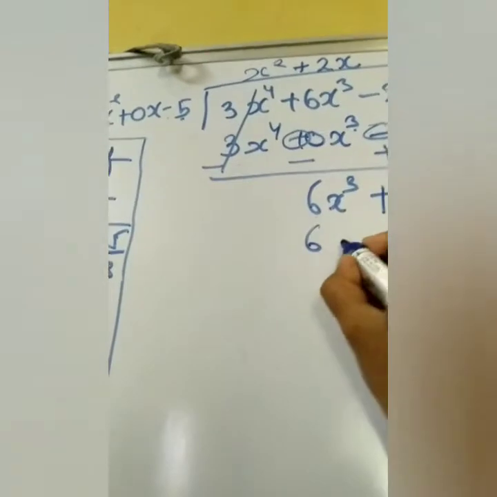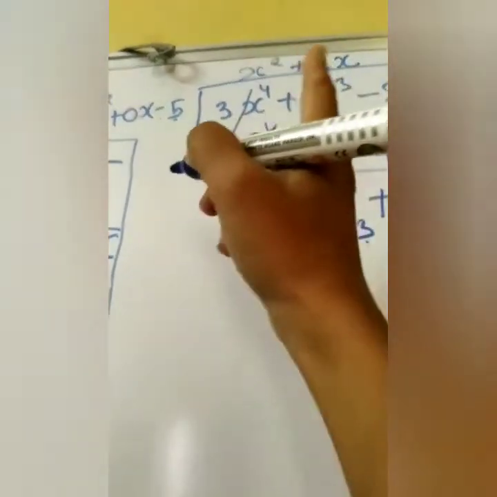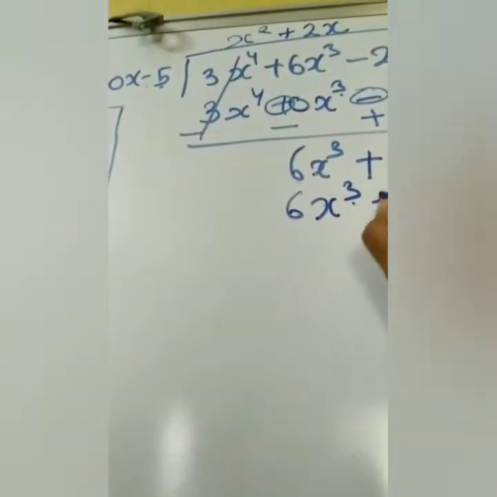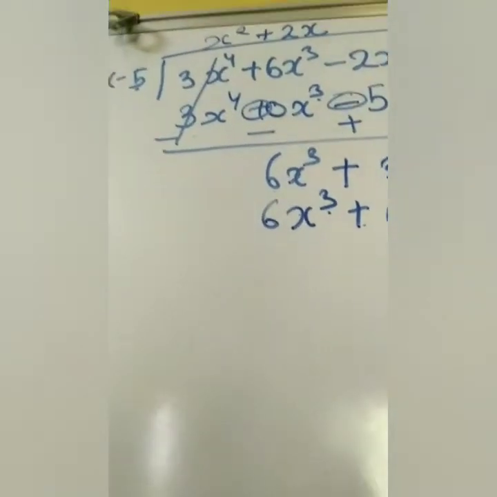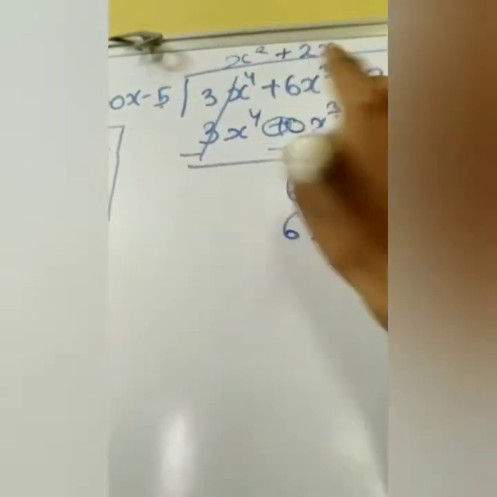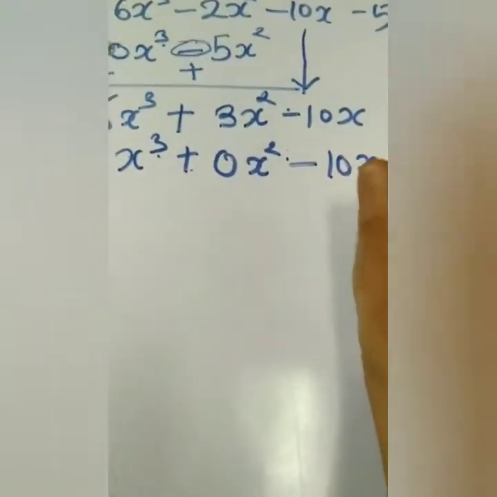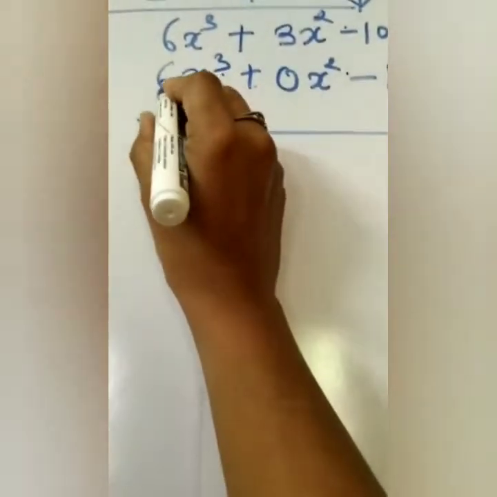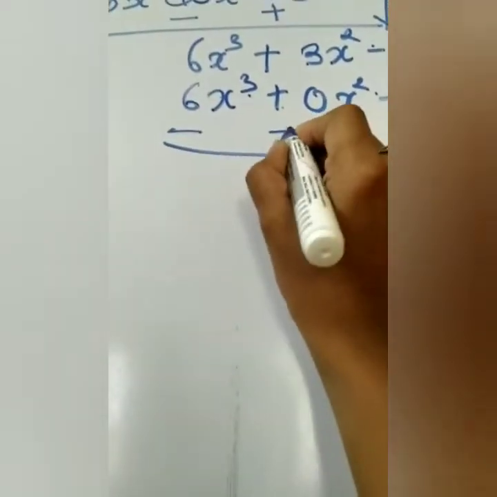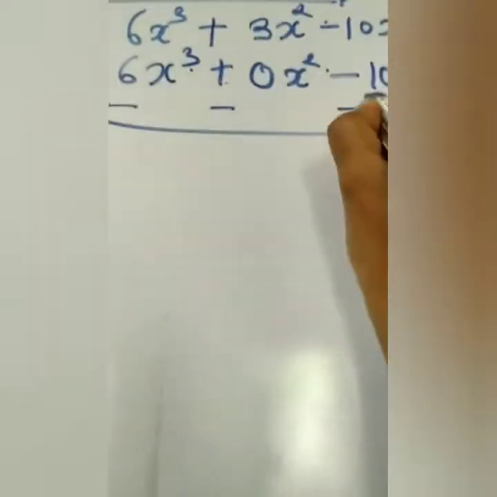X square into x will become x cube. 2x multiplied by 0, it will become 0x square. Minus plus will become minus. 5 2s are 10 and x. Here we will cut the sign. If it is plus, it will become minus, plus will become minus, and minus will become plus.